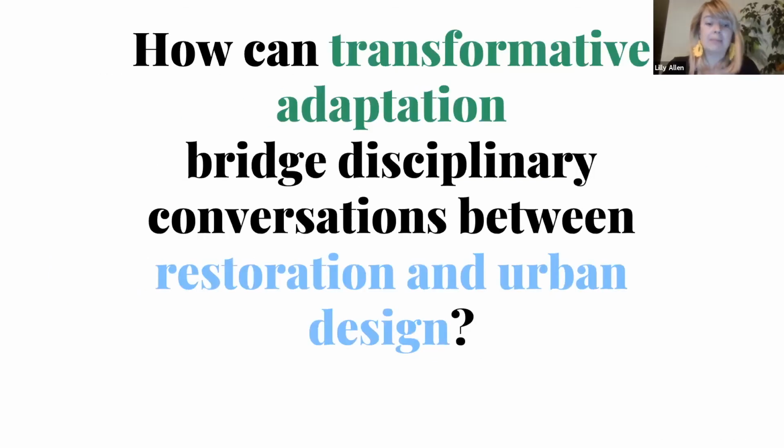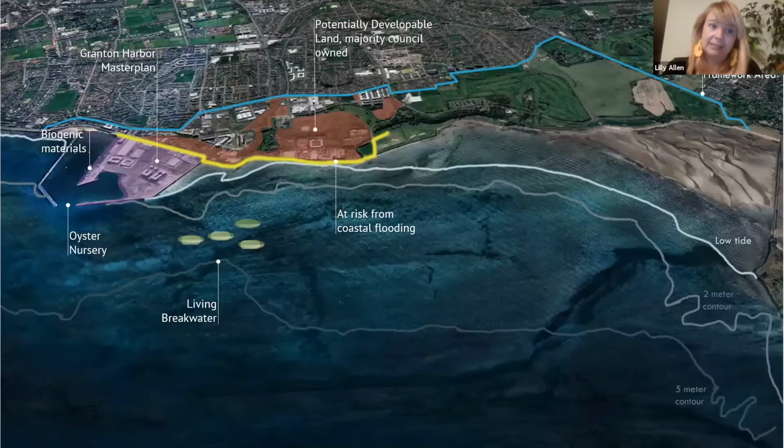So my project was, how can transformative adaptation bridge disciplinary conversations between restoration and urban design? So I'm going to give you some of the examples that I came up with. This is Granton. It is a deprived community outside Edinburgh. It doesn't matter a lot where Granton is specifically. I think the characteristics that Granton has are probably common across the US and Europe.